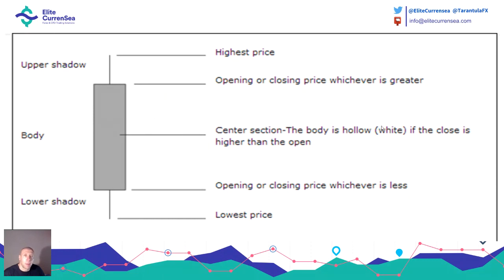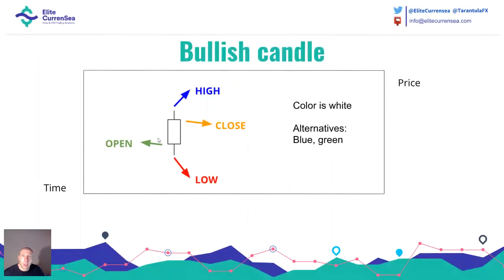Usually the body is black if the close is lower than the open. So the opening and closing of the price are here, and the lower shadow is here. These shadows are very important. Now, a bullish candle is white. Alternatives can be blue or green.